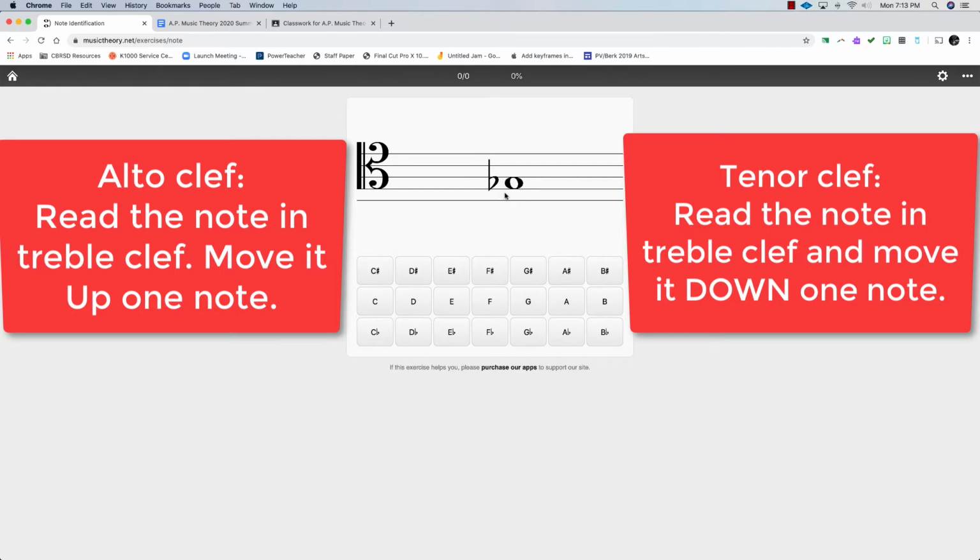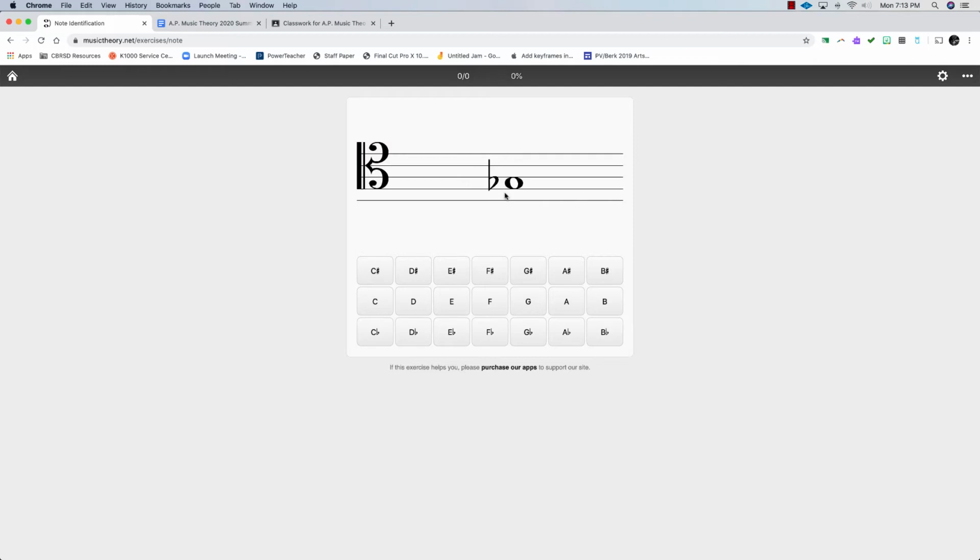So for example, this note in treble clef would be A flat. In tenor clef, this note is G flat. It's important to realize that this note right here along this line is still middle C. Just like in alto clef, it was the middle line that was middle C. In tenor clef, this line is middle C.